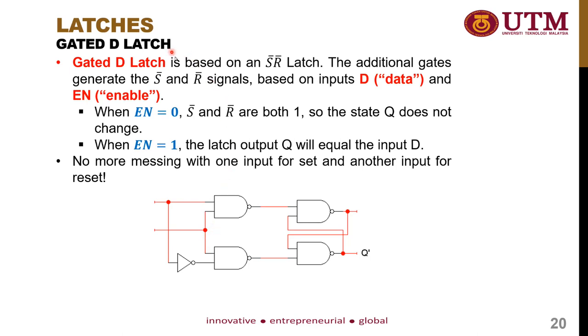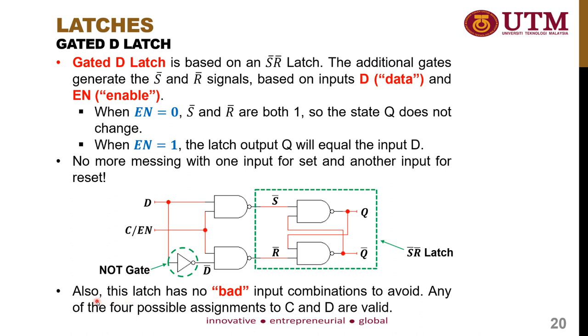To design the gated D latch, we need additional gates. So in this logic circuit, it is shown that we need an extra NAND gate and also a NOT gate. So for the gated D latch, it has a total of two inputs, which are D and also control or enable. And we have a total of two outputs, which are Q and Q bar. So we see here, when we set the enable equal to 0, the connection of enable will connect to one of the inputs of the NAND gate. So 0 multiplied by any number will become 0, and the output from the NAND gate will become 1.